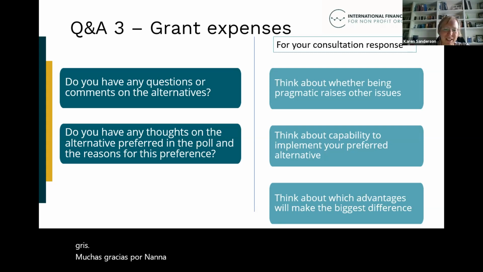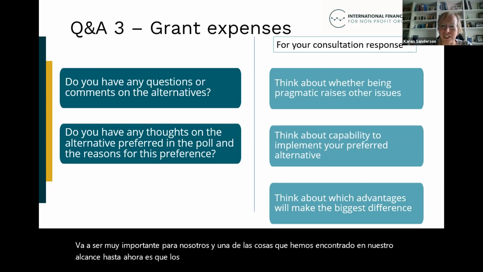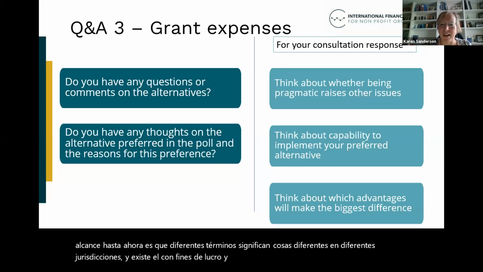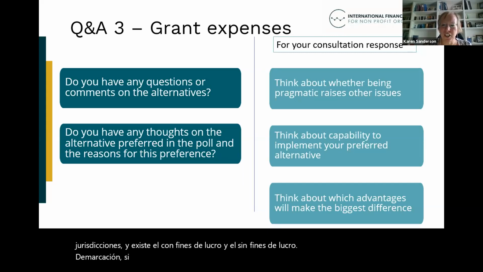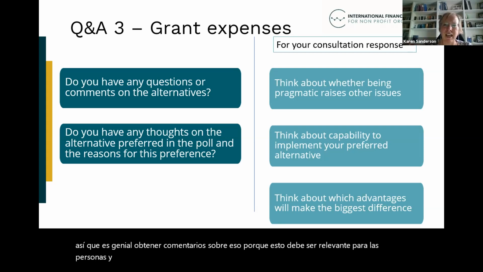Terminology is going to be really important for us, and one of the things that we've found in our outreach so far is that different terms mean different things in different jurisdictions, and there is the for-profit and the non-profit demarcation, if I can call it that, but there's also jurisdiction specific terminology as well. So it's great to get feedback around that, because this needs to be relevant to people and they can understand what it's trying to achieve, and highlighting some of those issues is really quite helpful.